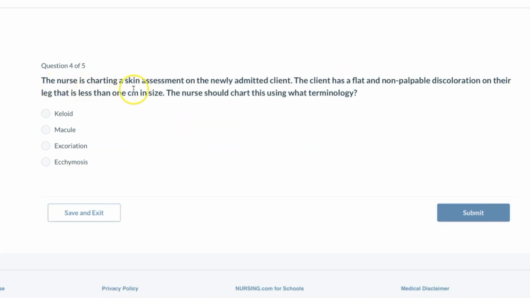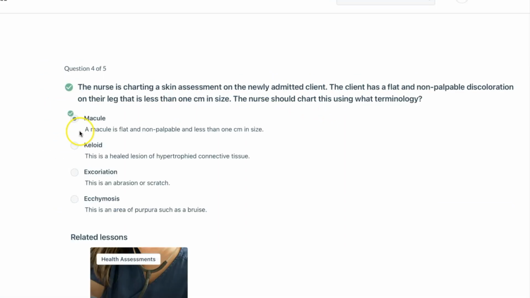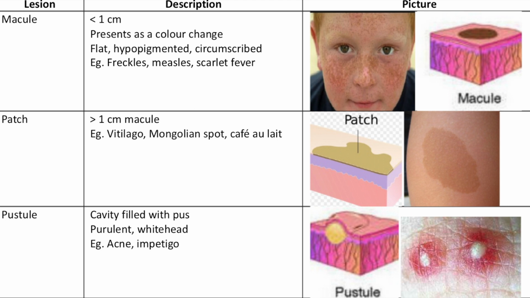The nurse is charting a skin assessment on the newly admitted client. The client has a flat and non-palpable discoloration on their leg that is less than 1 centimeter in size. The nurse should chart this using what terminology? A macule is flat, non-palpable, and less than 1 centimeter in size. That is just straight from a health assessment.